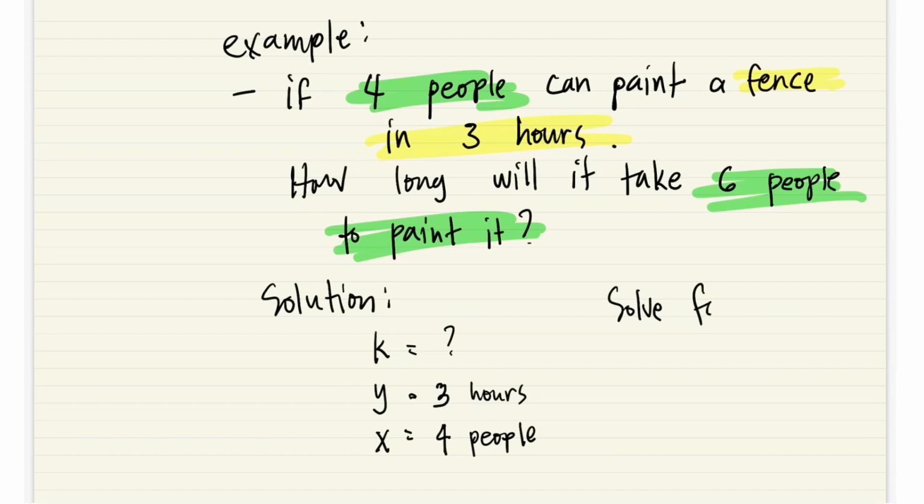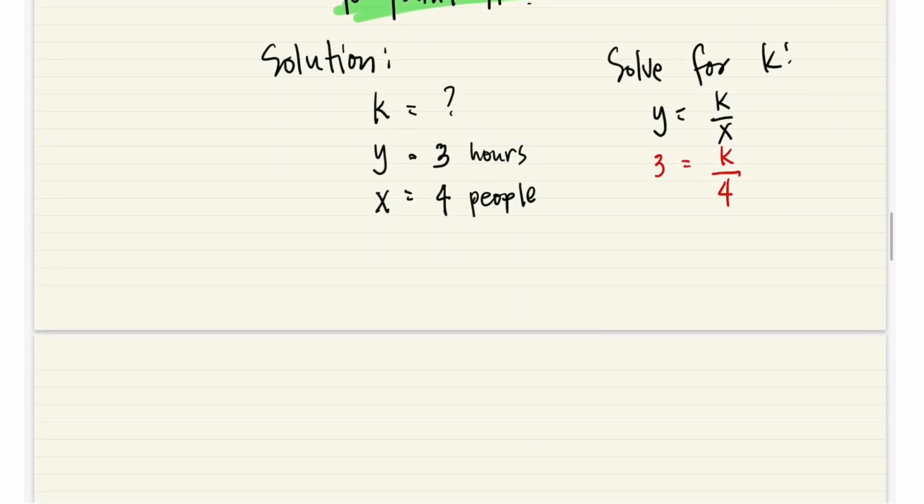solve for K. So therefore if you have the formula for inverse, which is Y is equals to K over X, yes, so therefore this would be 3 hours equals K over 4, right? Now do the cross multiplication, basic proportion, so therefore we have 3 times 4 is equals to K, then 3 times 4 is equals to 12, therefore your K is 12.